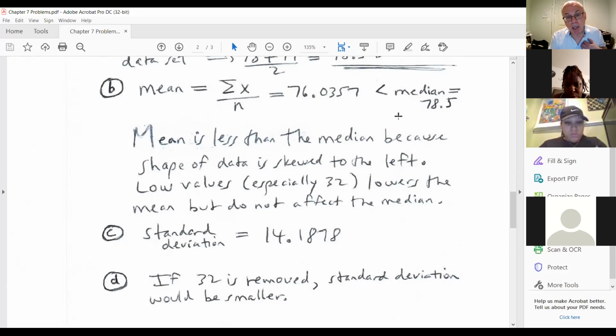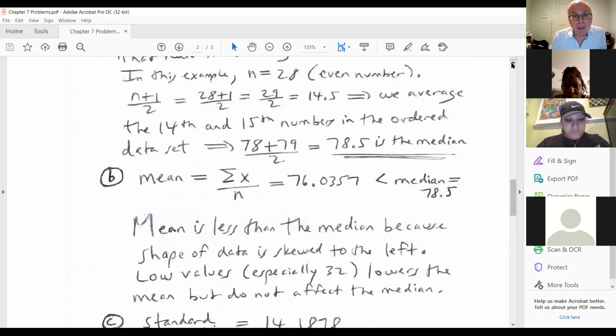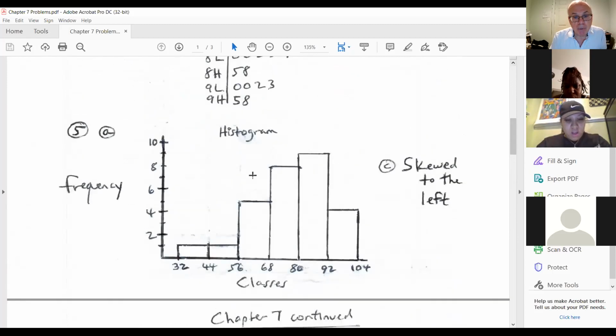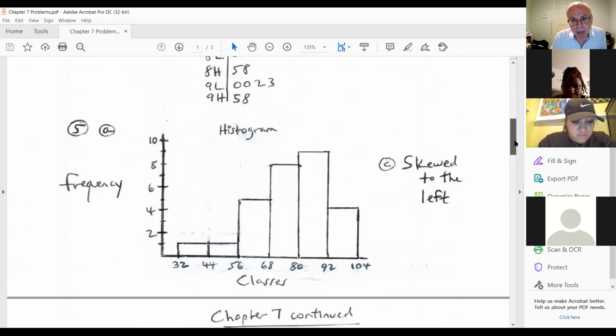Now, they may give you a data set where it's skewed to the right. What does skewed to the right look like? It'll be the opposite of this, where most of the bars are on the left and it tails off to the right. In that case, very large numbers are making the mean bigger than the median. This is tested on in the final exam. I'm letting you know right now.